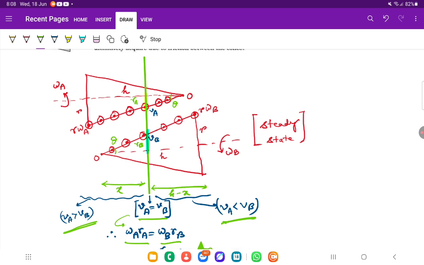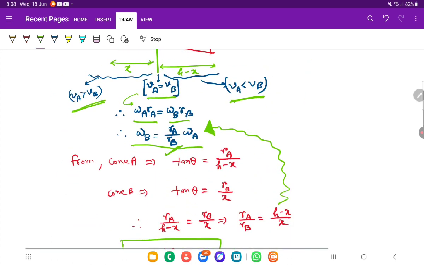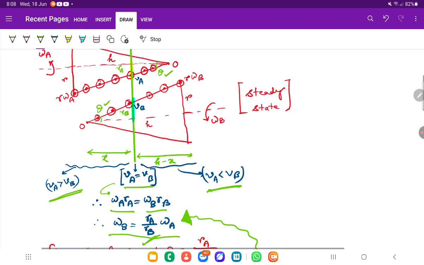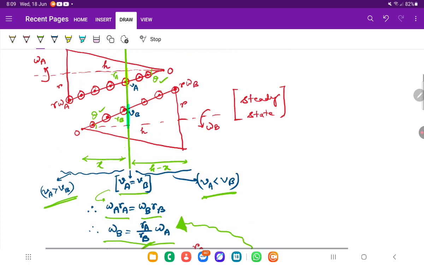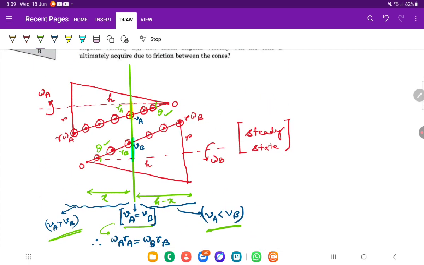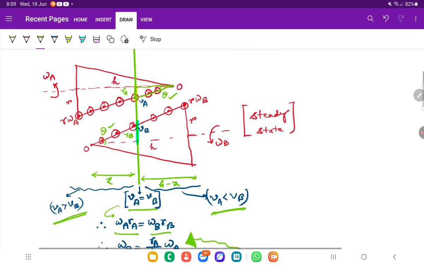Now these two angles, the semi-vertical angles of the cones, will obviously be equal as their axes are parallel. So I've assumed this angle as theta and this one also as theta. And from both the cones, using simple trigonometry, we can write from cone A that tan theta equals RA upon H minus X. Concentrate on this triangle. From here you will get tan theta equals RA upon H minus X.